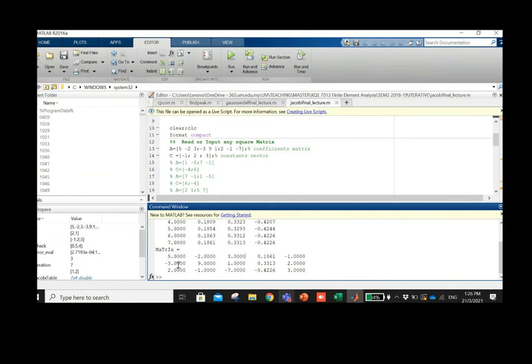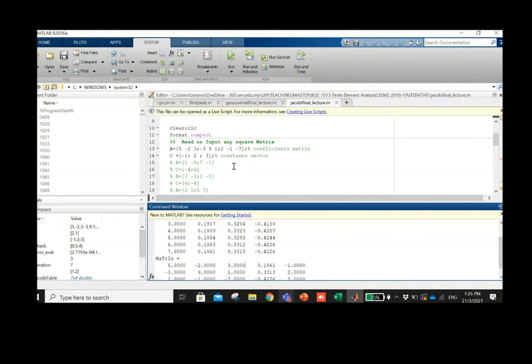This part is my A matrix, this is my X matrix, and this is my B matrix. So in the end I have 0.1861, 0.3313, -0.4226. So this is my solution of X after 7 iterations.